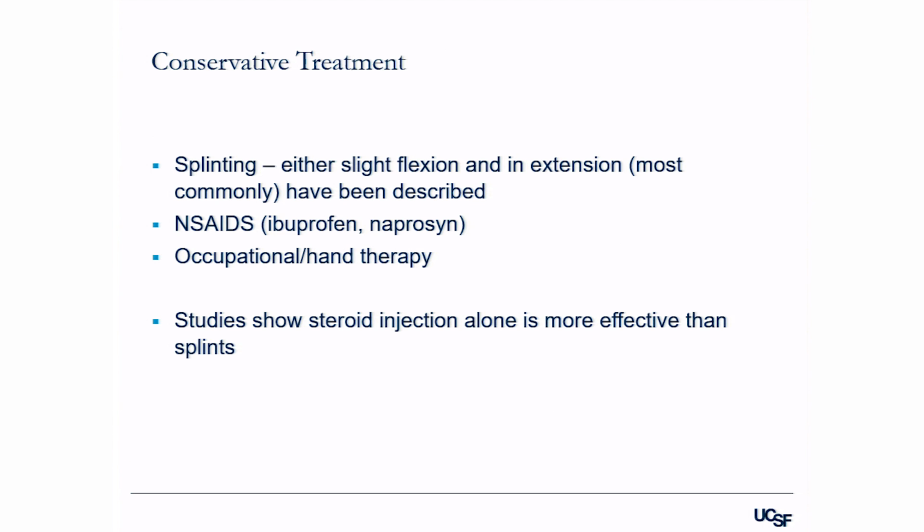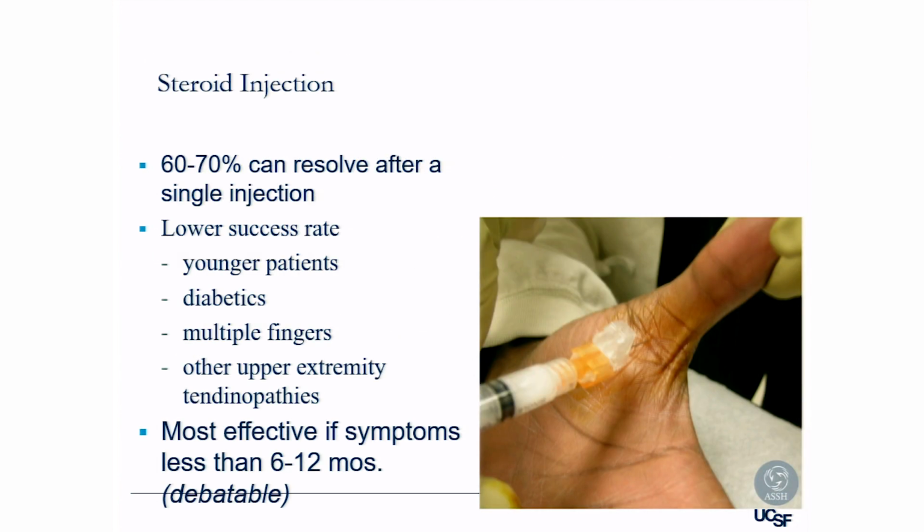The other thing is anti-inflammatories may help. Hand therapists can make those splints for you. And steroid injection is more effective than splints. So 60 to 70% of the time, an injection can resolve the trigger finger with one injection. Lower success rates are most common in diabetics. So diabetics have a much lower success rate. It doesn't mean I won't try them with an injection, but I always tell them that they have about a 40 to 50% success rate. And then if they have other upper extremity tendinopathies, the studies have shown that they have a lower likelihood of success.